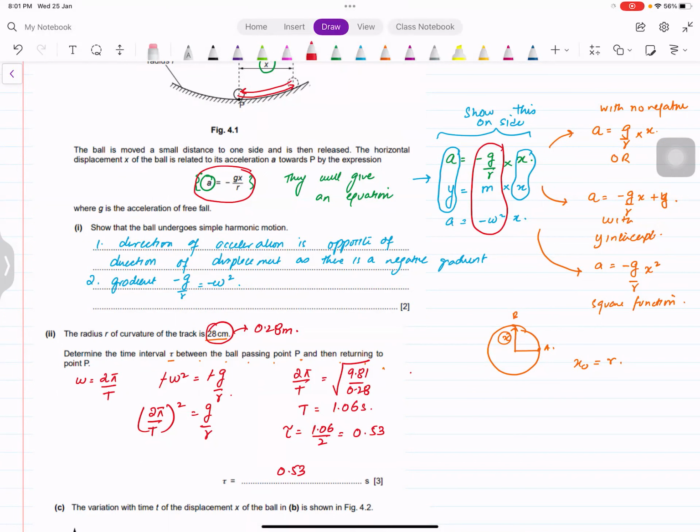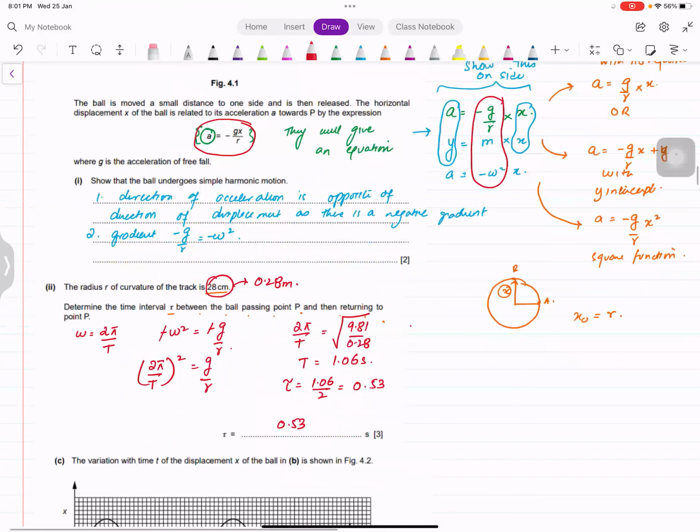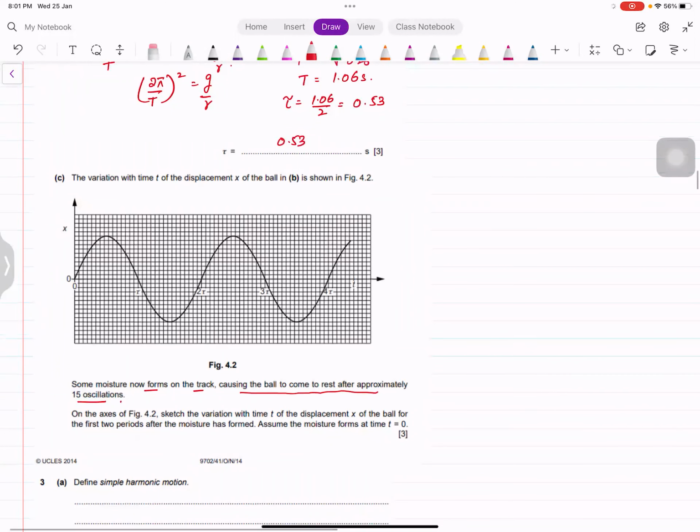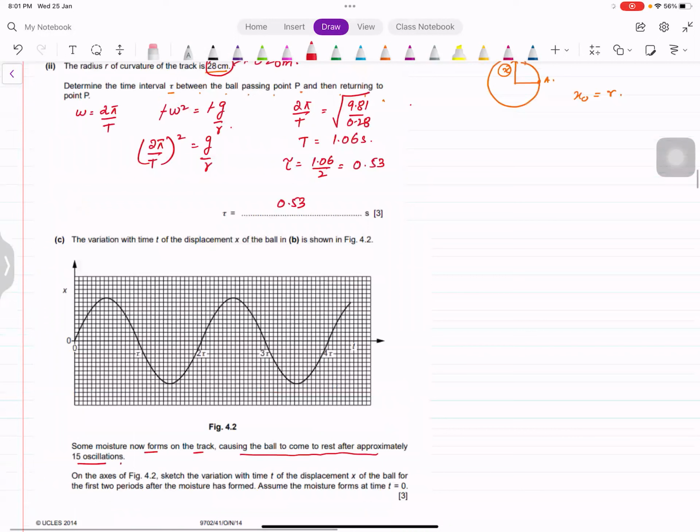Okay, very nice. Now it says that some moisture forms on the track, causing the ball to come to rest after approximately 15 oscillations. I'm not getting 1.06. I'm getting 0.94. I think someone else got that too. Really, sir, even I got the same answer. I put 0.28 as well.